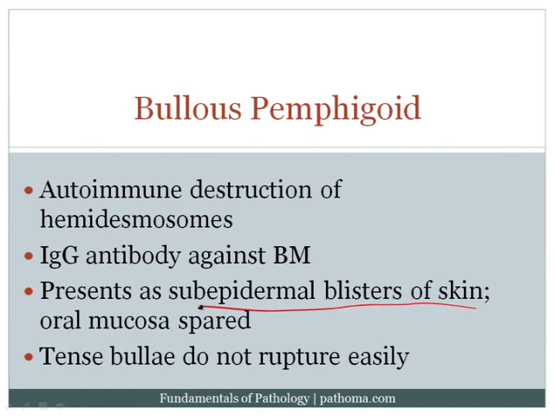Why subepidermal? Because you've lifted off the epidermis from the dermis, and so the blisters will be underneath the epidermis, and the oral mucosa would be spared. And that's important because clinically it helps to distinguish the disease from pemphigus vulgaris, which normally involves the oral mucosa. An additional important clinical finding will be that you'll have tense bullae that do not rupture easily.